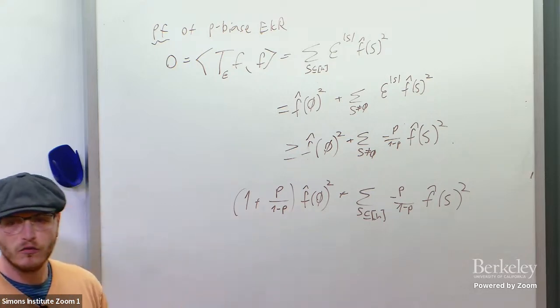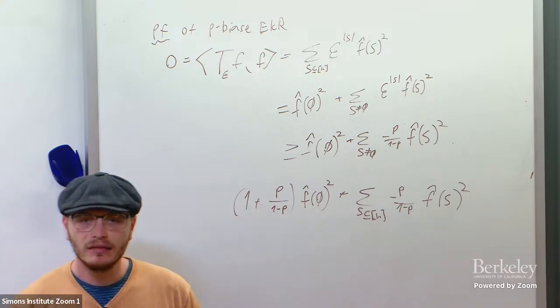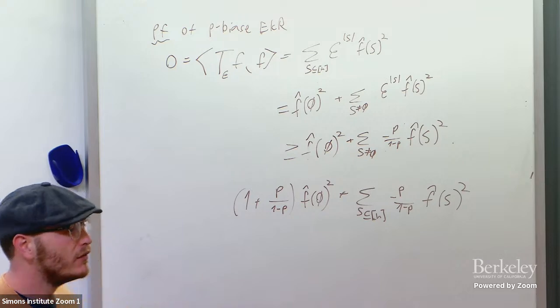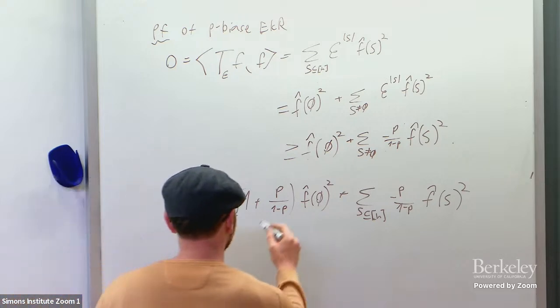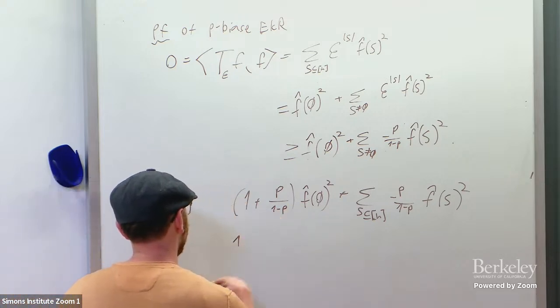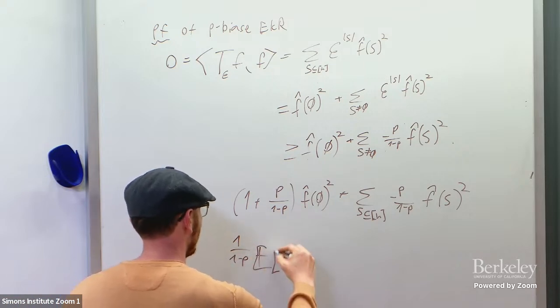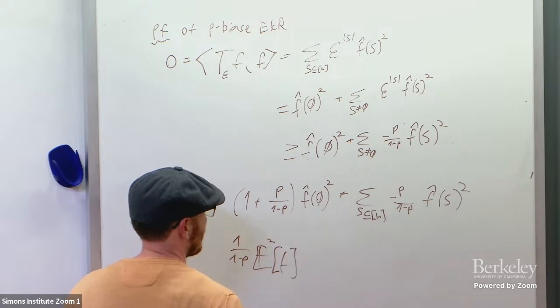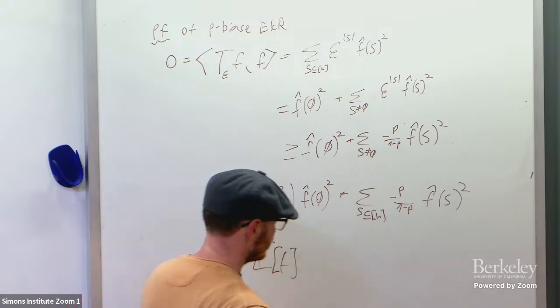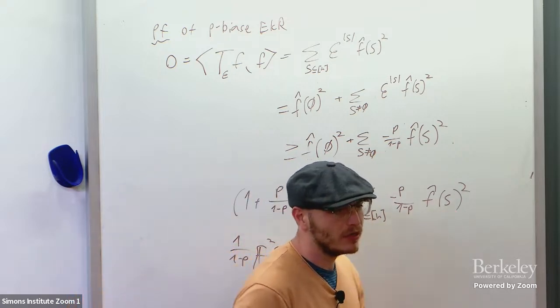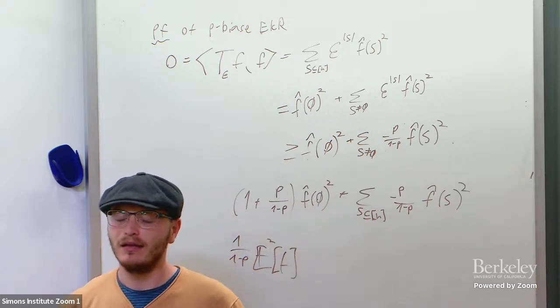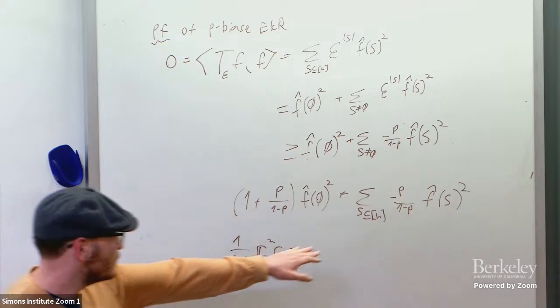So the Fourier coefficient of the empty set is the inner product with the constant function. So this is 1 over 1 minus p times the expectation of f squared. And this part here, what's the relation between this part and the expectation of f?